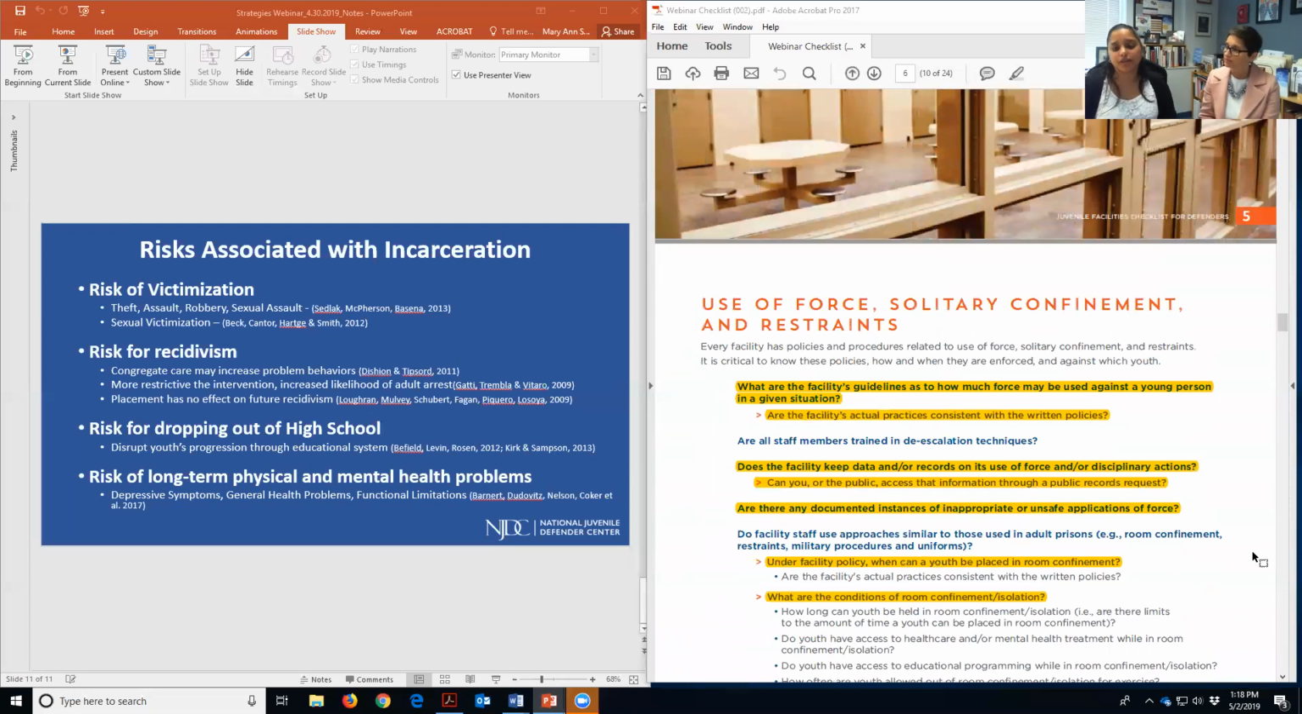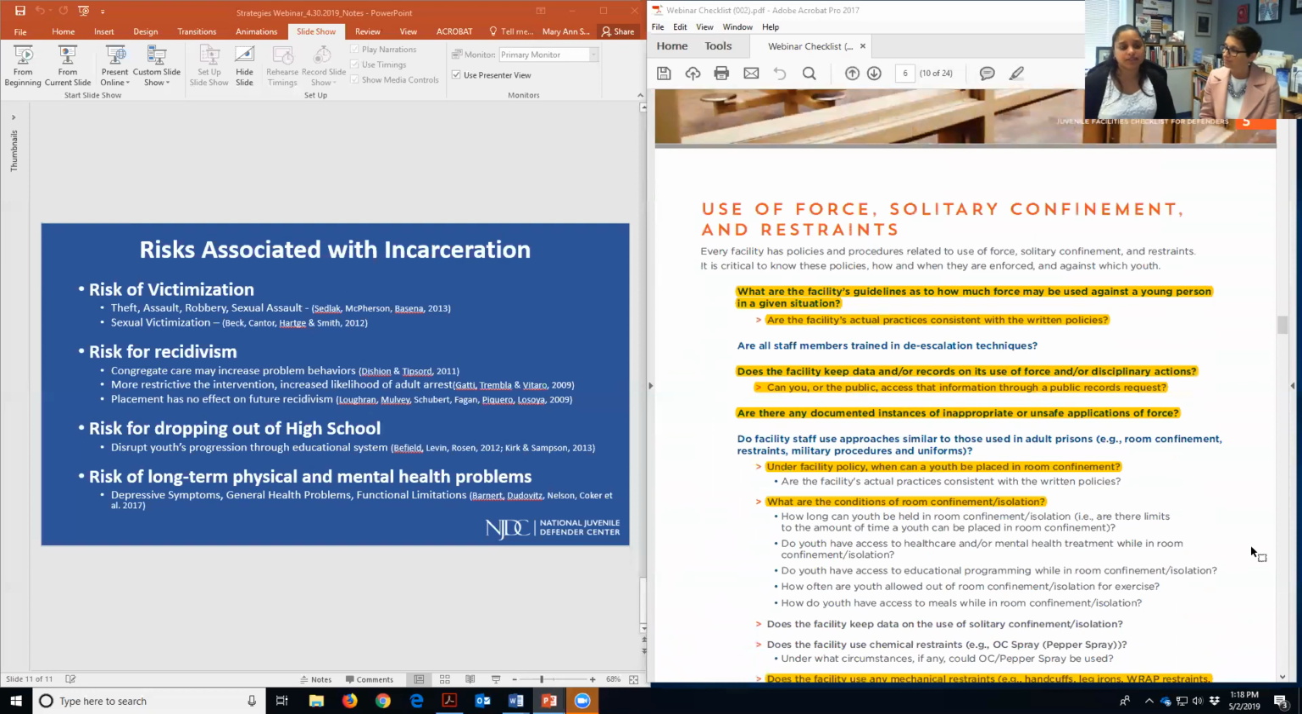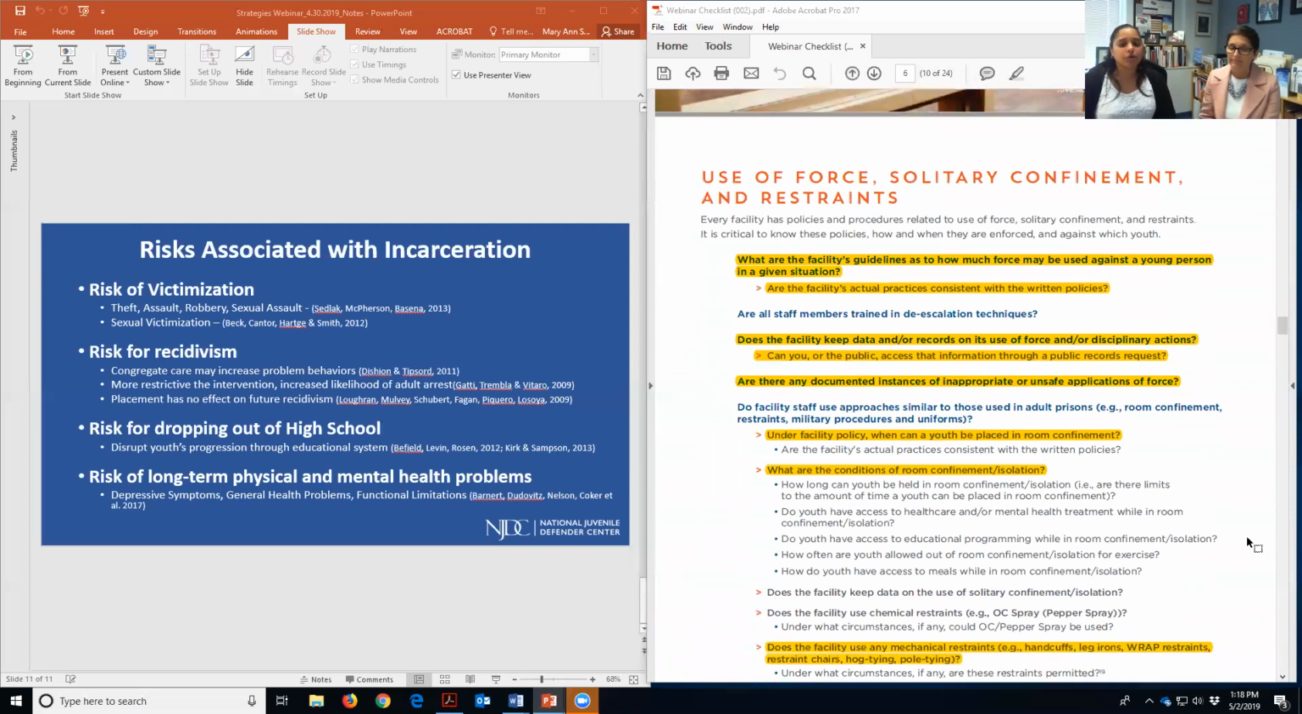So another thing to note is the use of forced solitary confinement and restraints. We know, given the prevalence of youth and their exposure to trauma, this risk of victimization, that these are all important categories to note. What are the facility's guidelines on how much force can be used? And more importantly, does the facility practice those guidelines? Is it consistent with what they're required to do? Does the facility keep data, aggregate data, or records on the use of force or disciplinary actions? Can you or the public access that information? Is that limited through access? Are there any documented instances of inappropriate or unsafe application of force?